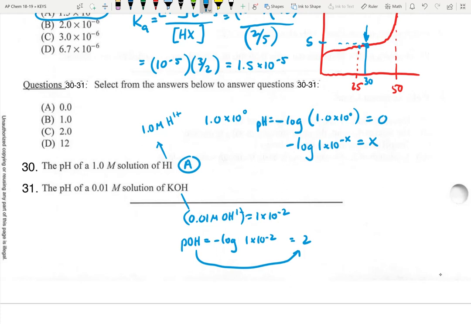Now, that's not the answer. Don't go up there and circle choice C. They want pH. So remember, pH is 14 minus pOH. So that's 14 minus 2. That's 12. So our answer here would be D.